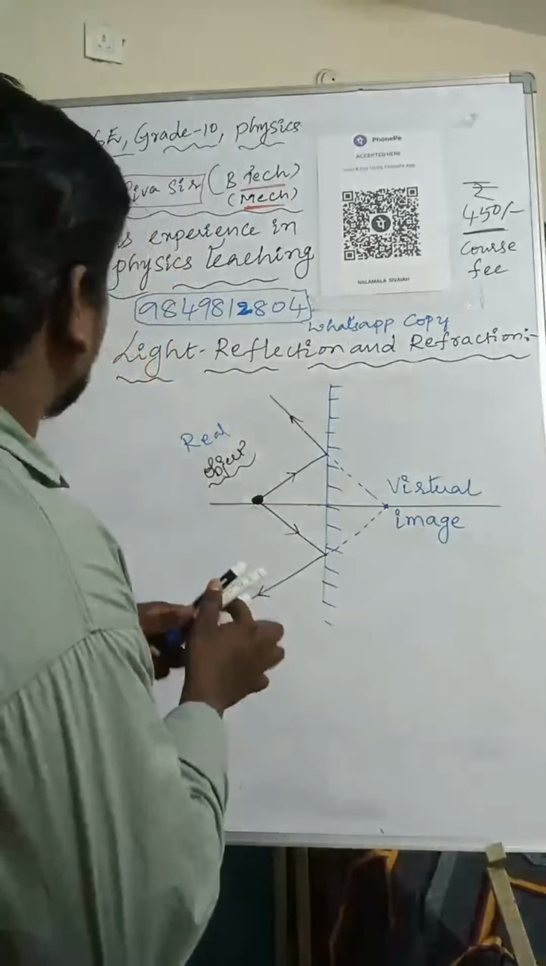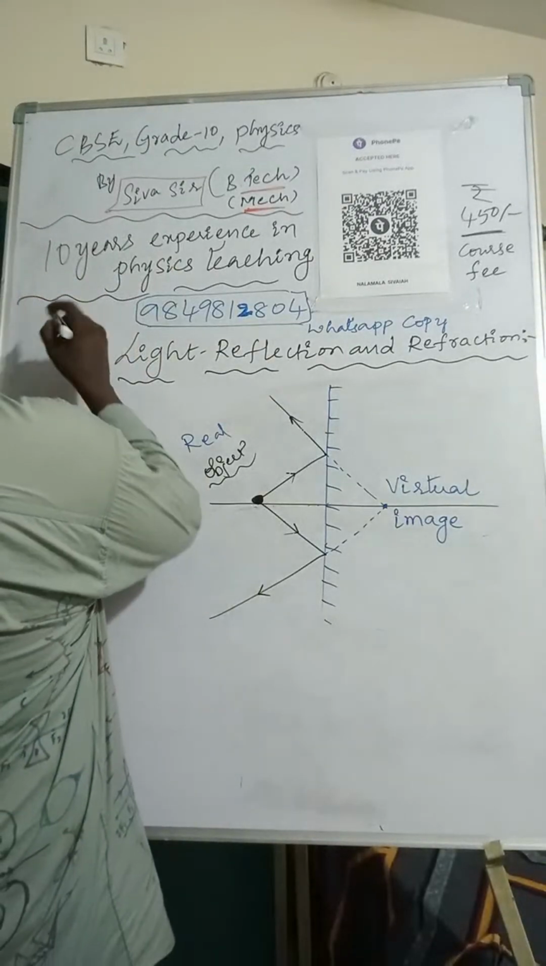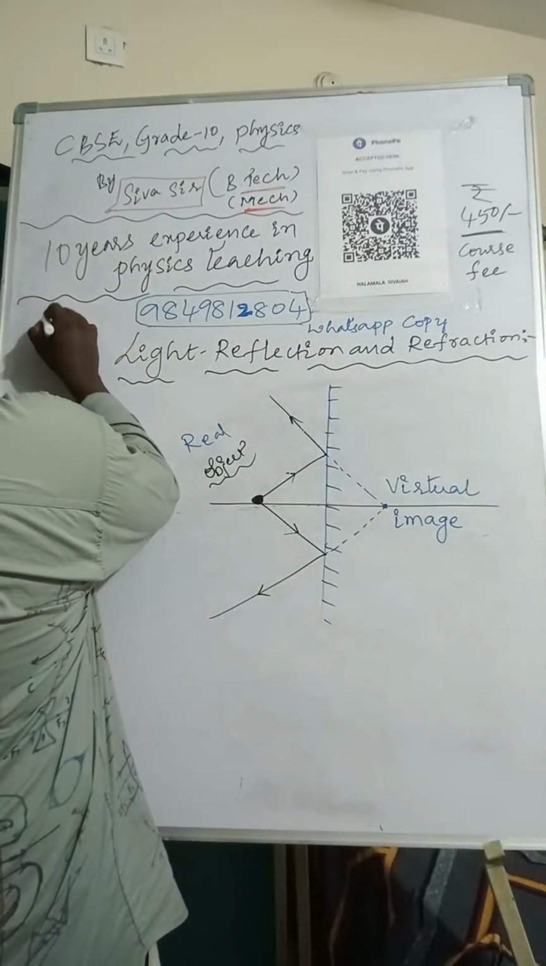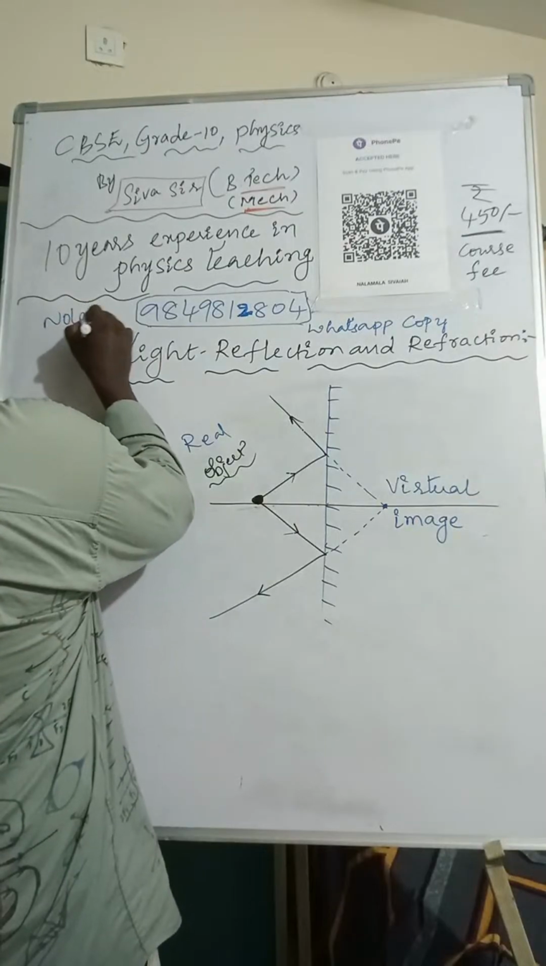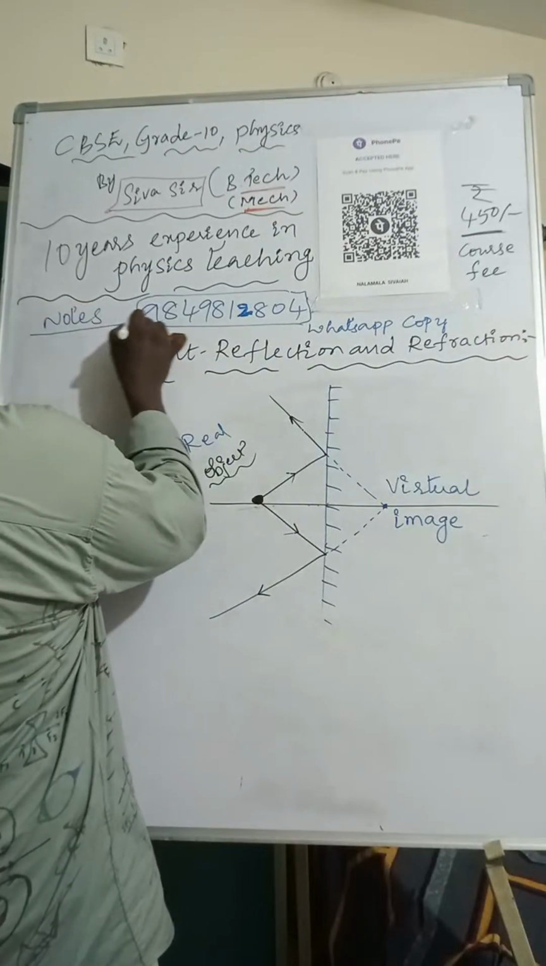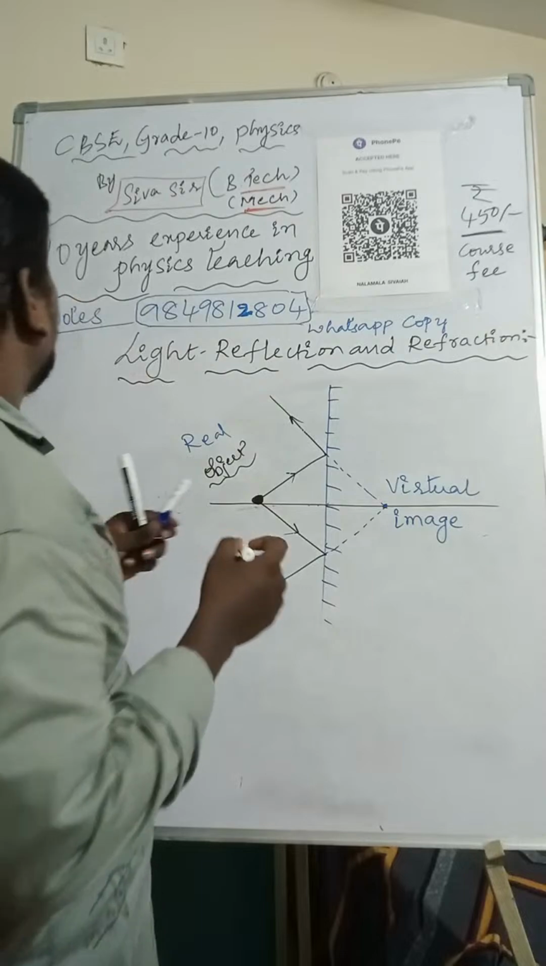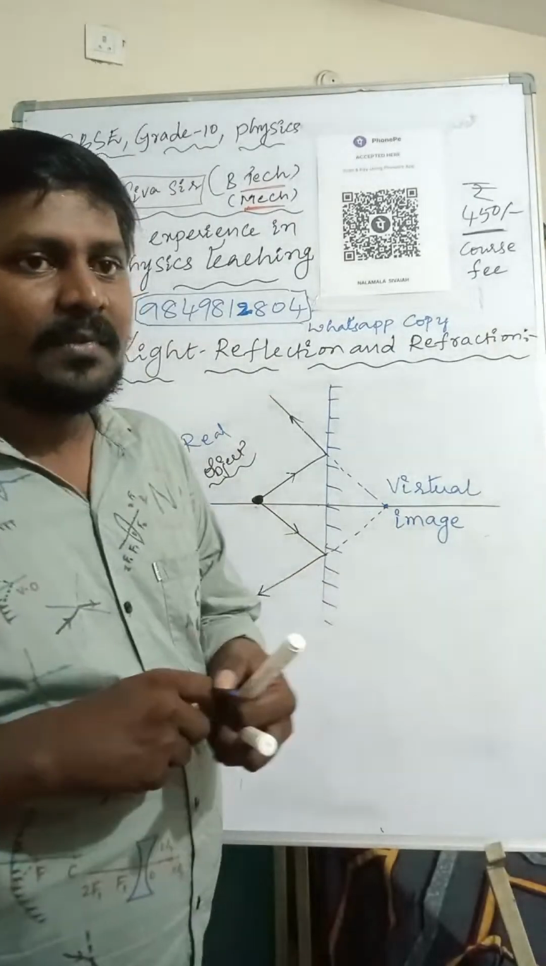So here I am writing notes. For notes. Clear?